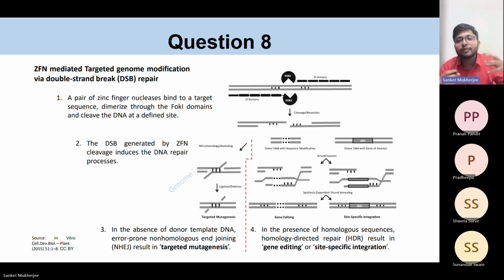So a pair of zinc finger nucleases will bind to the target sequence. They will dimerize through the FokI domains and cleave the DNA at the defined site. In this setup, which is the recognition domain and which one is the cleavage domain? Can anybody tell? FokI is the cleavage domain, and all the fingers are the recognition domain.